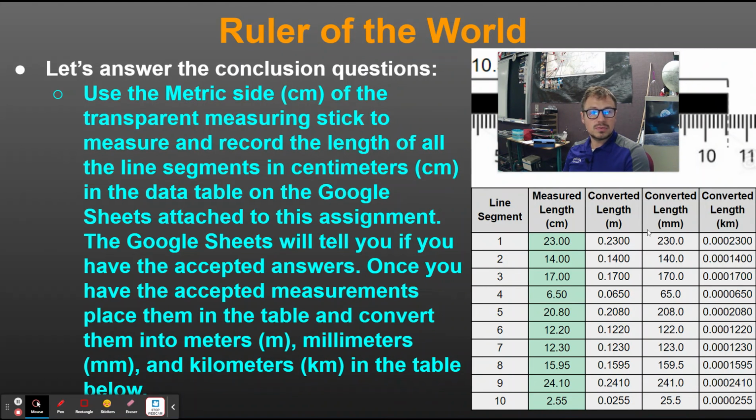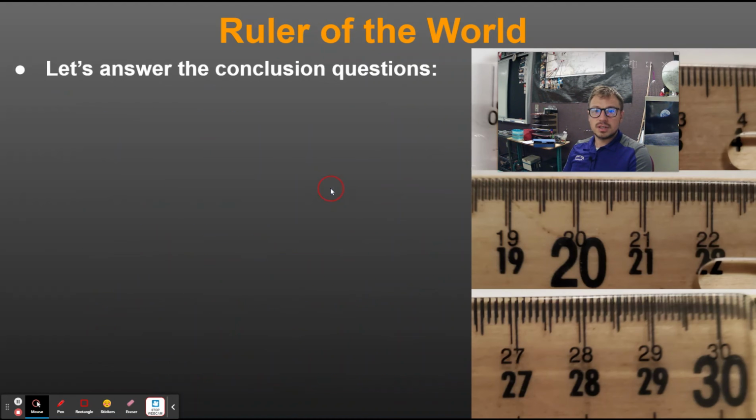Now, when I convert, this has 4, this has 4, this has 4. I don't drop those zeros. That is what that is. It does not affect the significant figures.